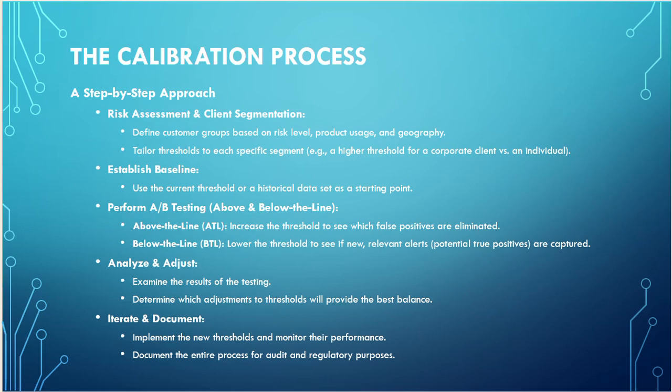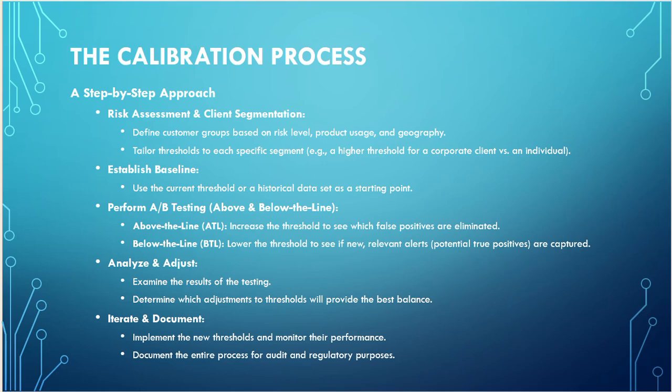Then we move to analyze and adjust, examining the results of the testing. So we have n number of customers with the banks and n number of transactions done by the customers. This is the population data. We will do sampling of that population, such as snowball sampling or random sampling. We will pick up random data from the databases, run SQL queries to filter and take the appropriate customers and their transactions, and then do the threshold tuning. Then we analyze and determine the adjustment to the threshold that provides the best balance, and then iterate and document.